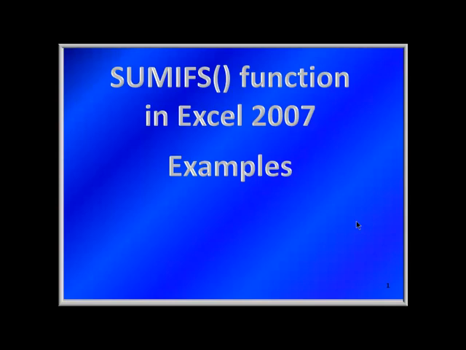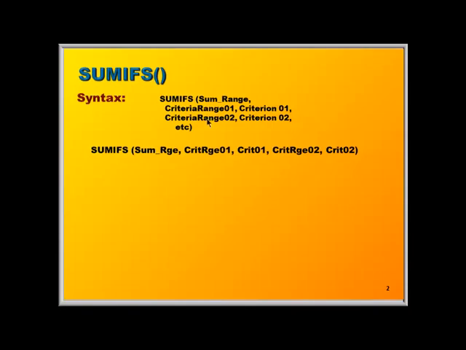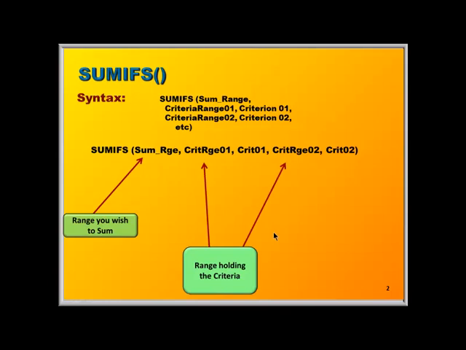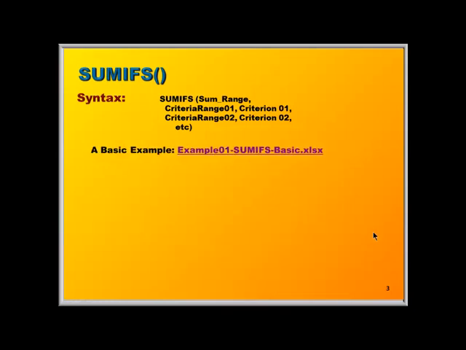The first thing I want to discuss is the syntax. The sum range is the range that you wish to sum. The criteria range is the range holding the criteria, and there can be more than one of those. And thirdly, we have the criterion. I think an example would show this better.